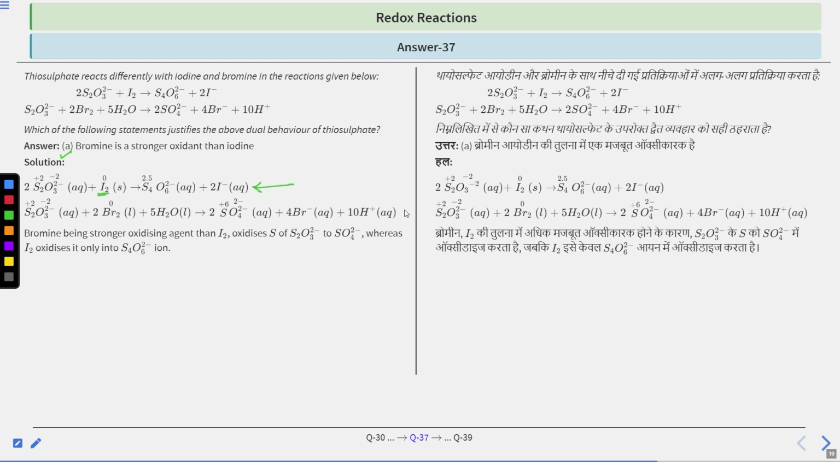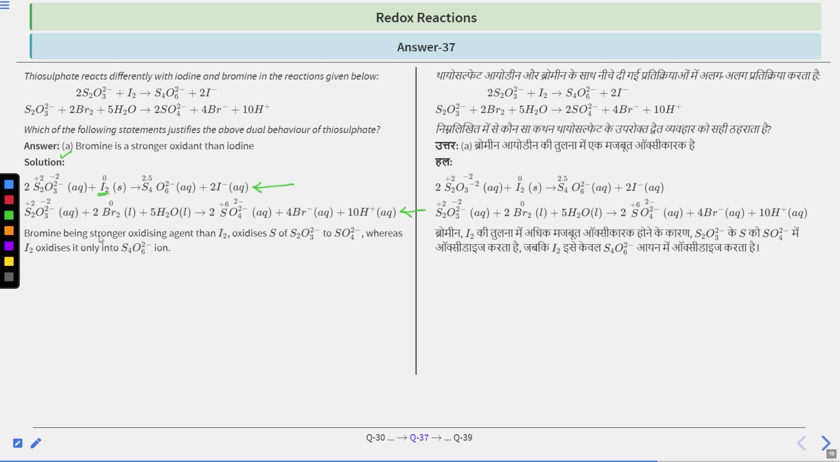And in the second reaction of bromine with thiosulfate, we have sulfur in +2, oxygen -2, bromine in 0, plus 5H2O, giving us 2 molecules of SO4 2 negative, with sulfur in +6, oxygen in -2, plus 4Br negative, bromine in -1, plus 10H positive.